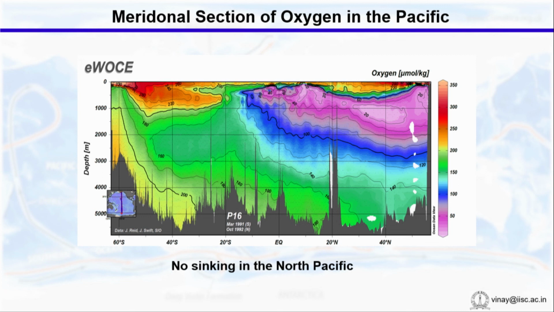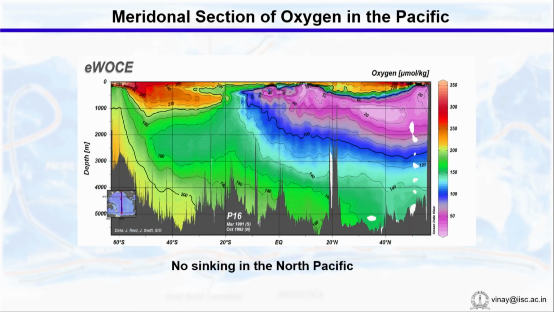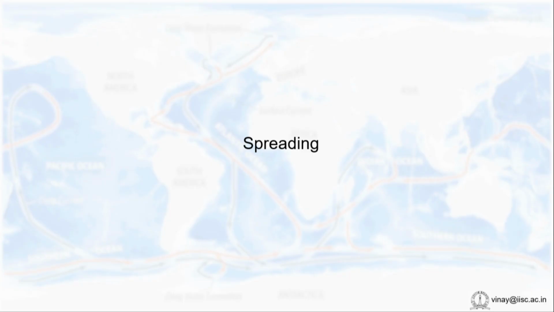From these figures, it is very clear that there is sinking happening in the northern Atlantic, but no sinking happening in the northern Pacific. The third component of the thermohaline circulation is spreading, and we will look at the spreading in the next part.